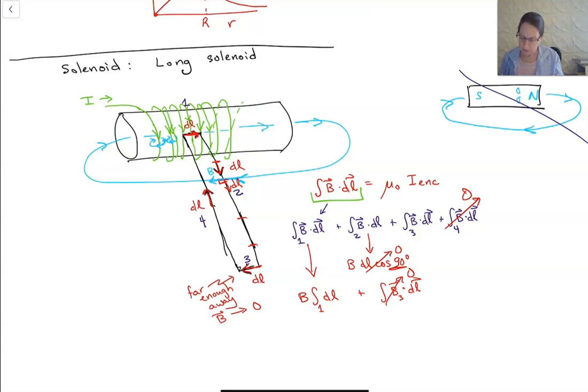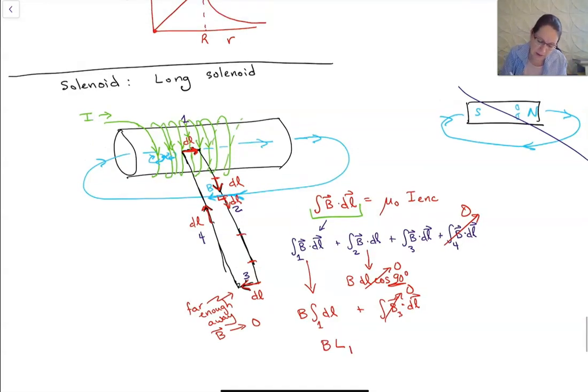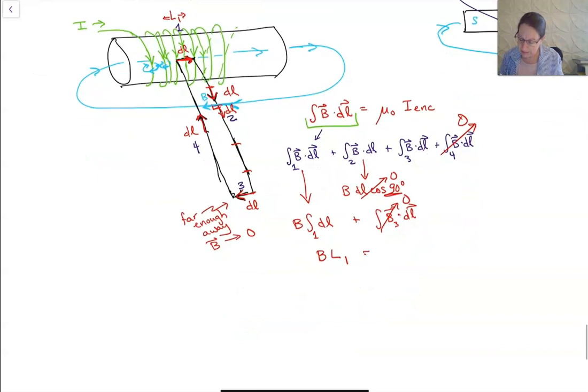So this becomes B times the integral of dl, because they're in the same direction, so the angle between them is 0. So this just becomes B times the length of side 1. So let me draw that in, L1. It's not a very long length, but there it is. And that's equal to mu naught times the current that's enclosed.